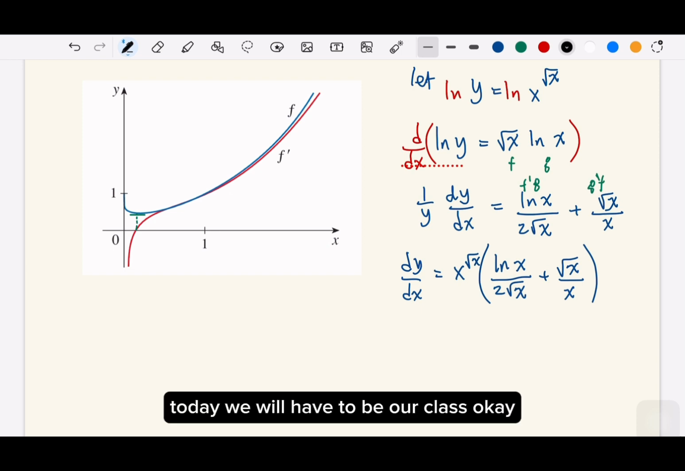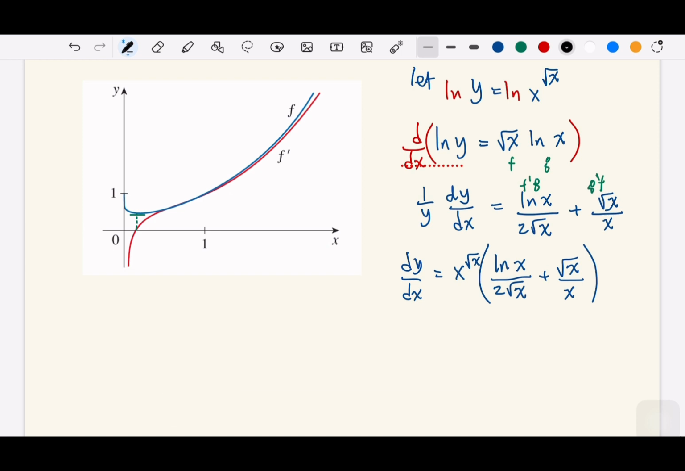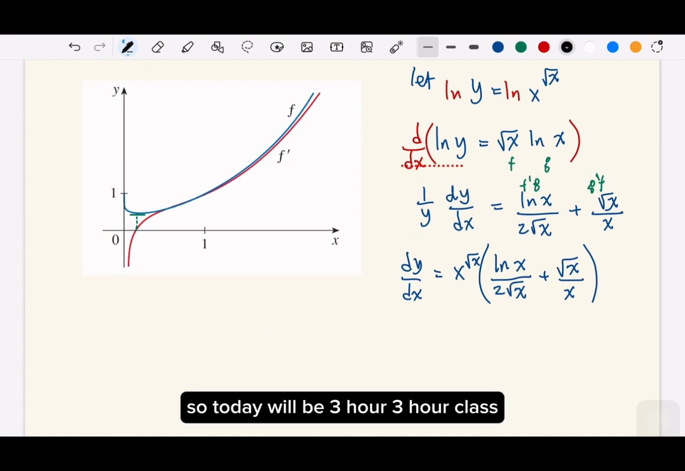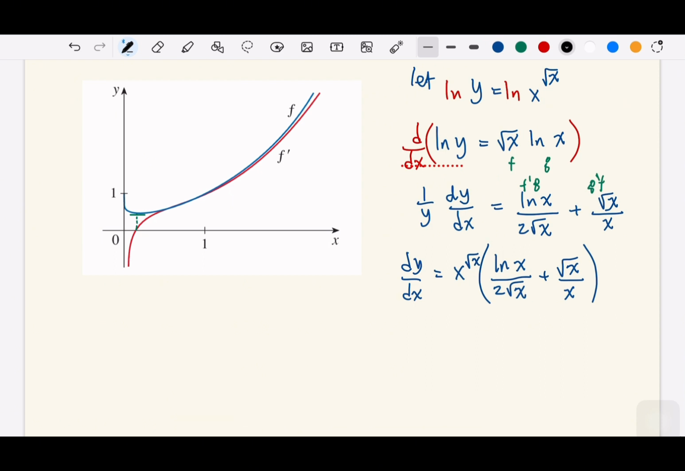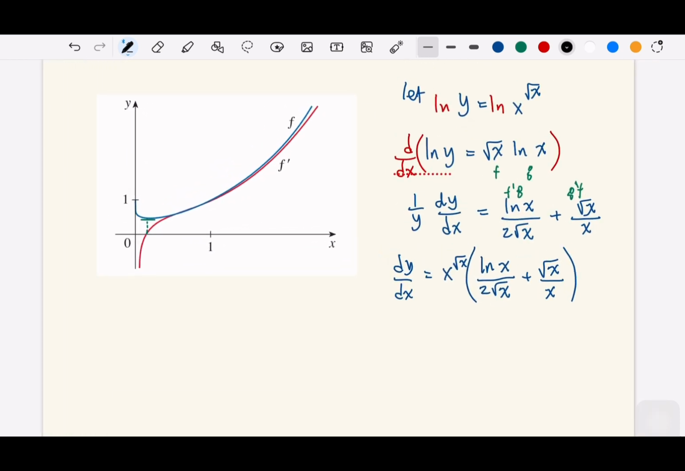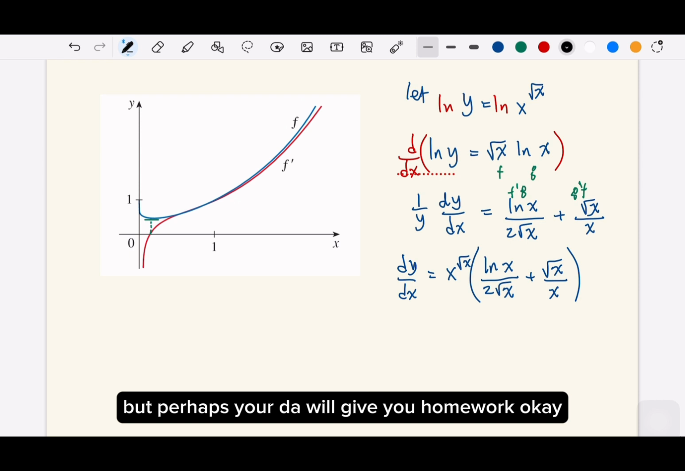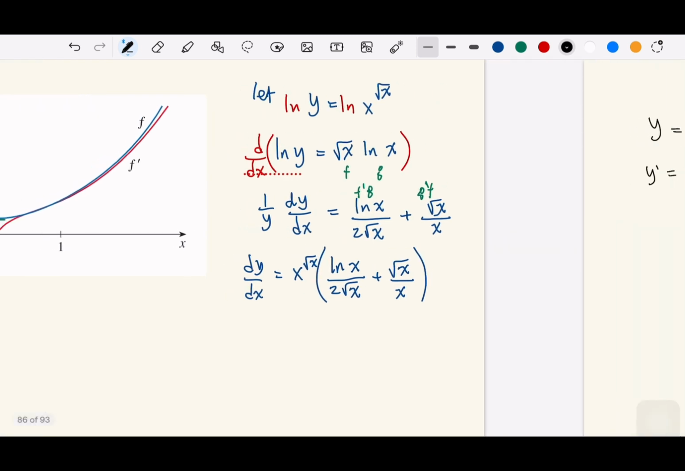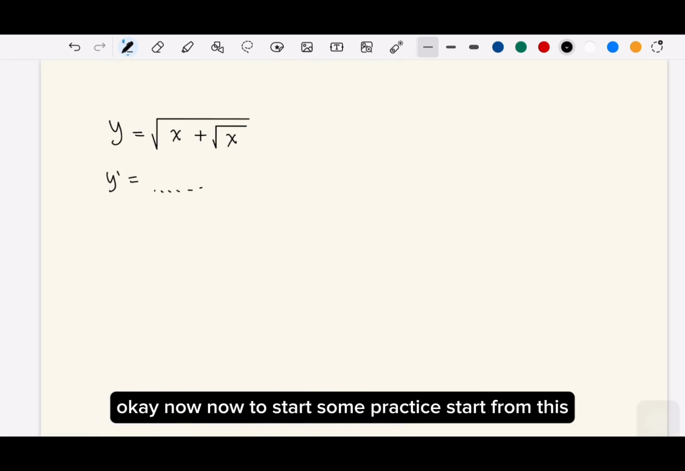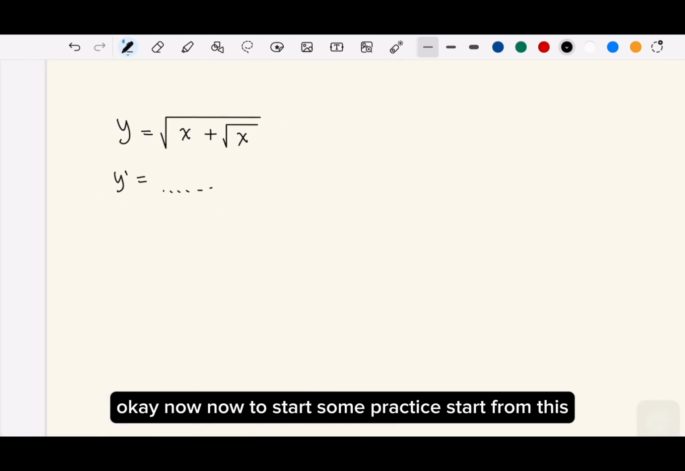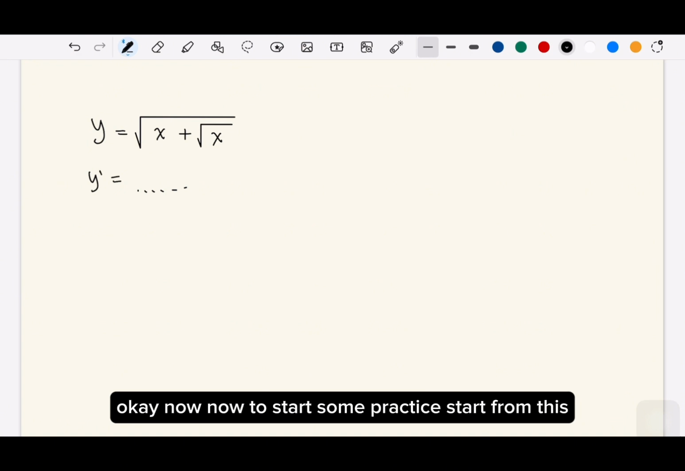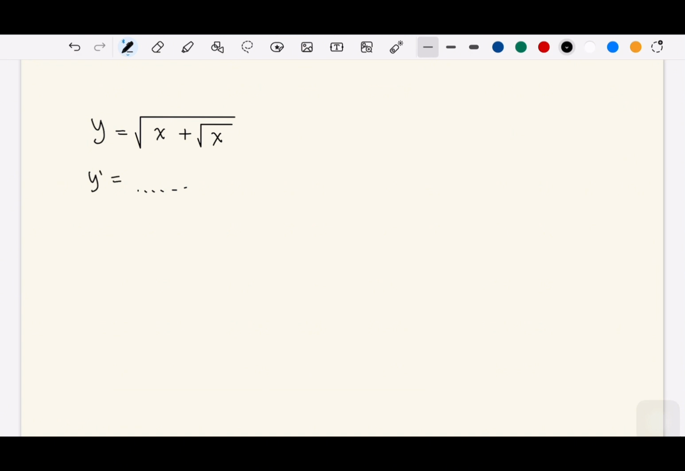Yeah. And today we will have 3-hour class, okay? No TA. This week, no TA. Okay. So today will be 3-hour class. I hope you don't mind. Okay. But perhaps your TA will give you homework, okay? Okay, now to start some practice, start from this. Find the derivative. Find the derivative.